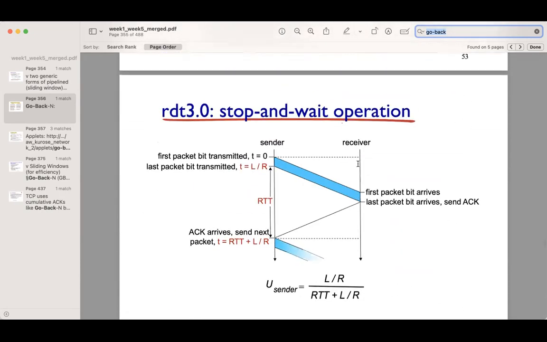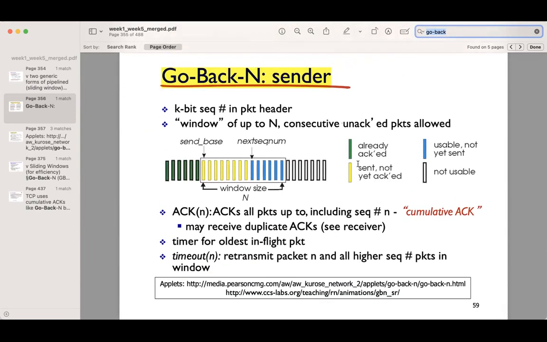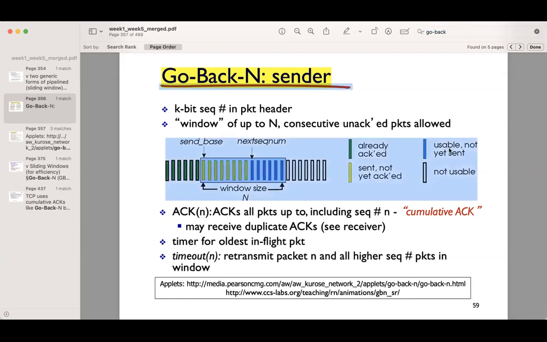Let me find the slides in here. Yeah, so this one is usually tested in the midterm exam. Go back N. So what is the protocol? Firstly, you need to understand what the graph is here. The green color is the packets we have already sent to the server side and they're already ACKed, which means they have already been received. And the yellow ones are the packets we have already sent, but we didn't receive the acknowledgement. And the blue one is not yet sent, right?